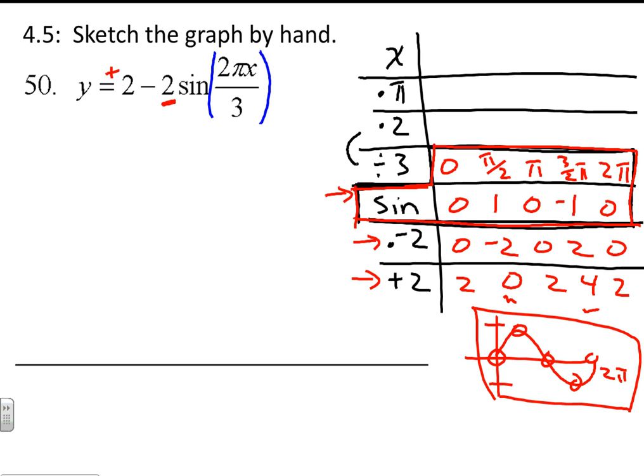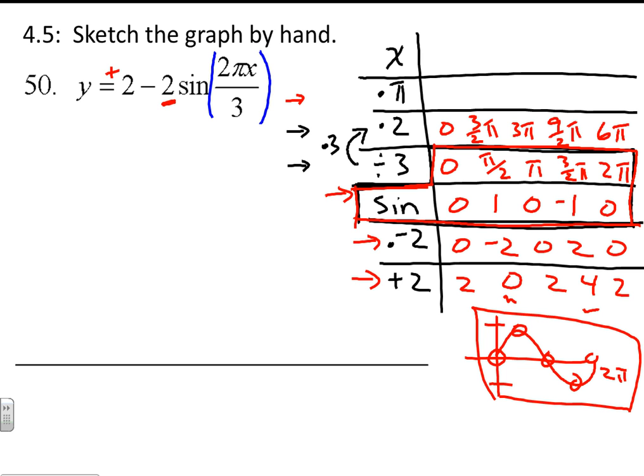Here's something a little bit trickier. I now want to work backwards. I want to go from row 4 to row 3. To get from row 3 to row 4, I was supposed to divide by 3. To get back, I'm going to multiply by 3. So when I multiply by 3, I get 3 times 0, 3 times pi on 2, 3 times pi, 3 times 3 halves pi, 9 halves pi, and 3 times 2 pi, 6 pi.